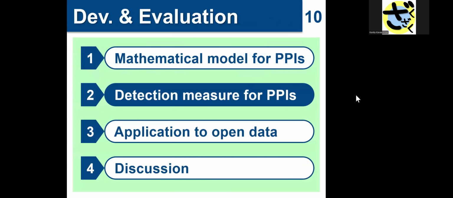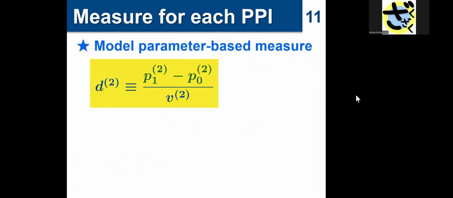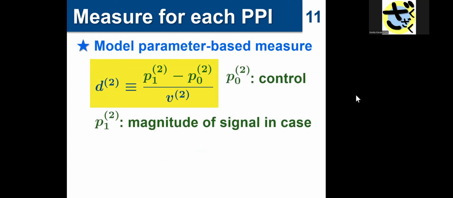Next, using the parameters of this mathematical model, we developed a measure to detect aberration in each protein-protein interaction. Here is an overview of the measure. For each protein-protein interaction, with the model parameters of the P_12 and P_02, the numerator represents the difference in the magnitude of signal transduction between the case and control, while the denominator represents the standard error, SE, of the difference.